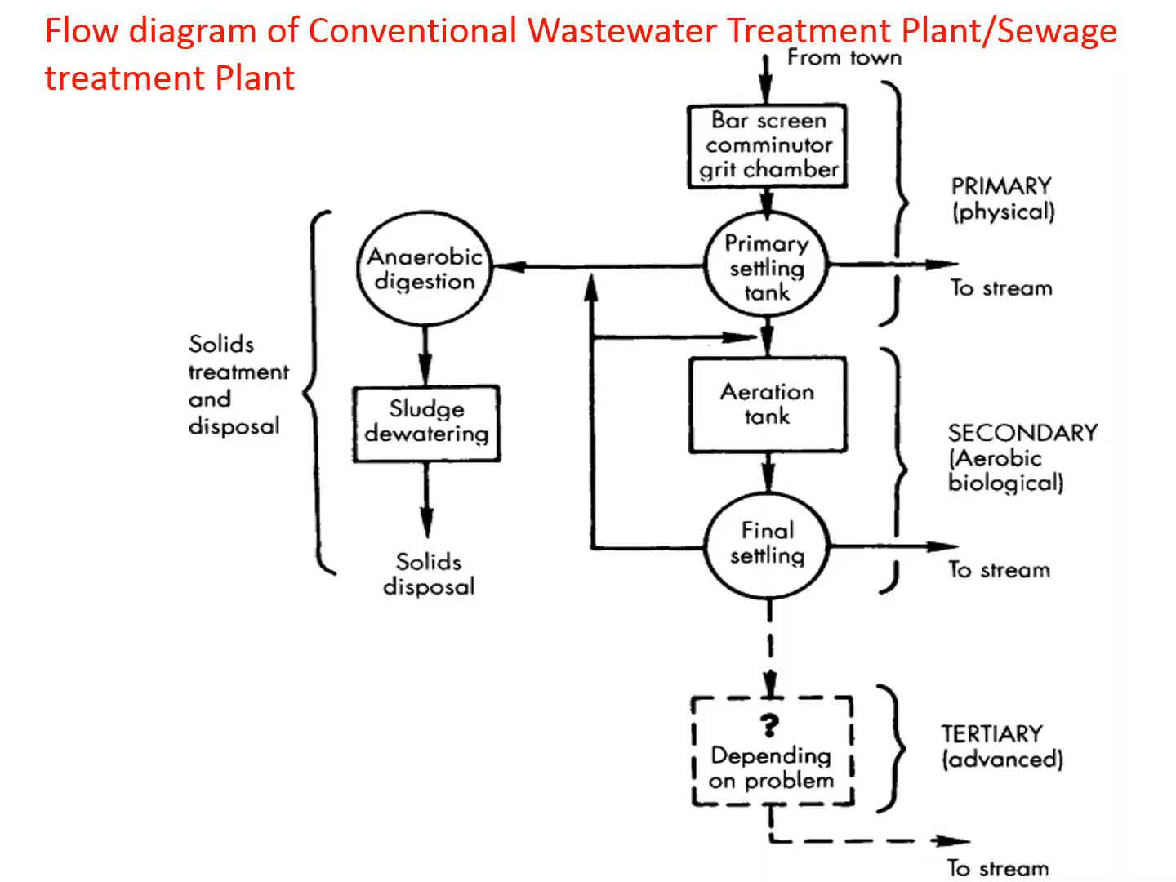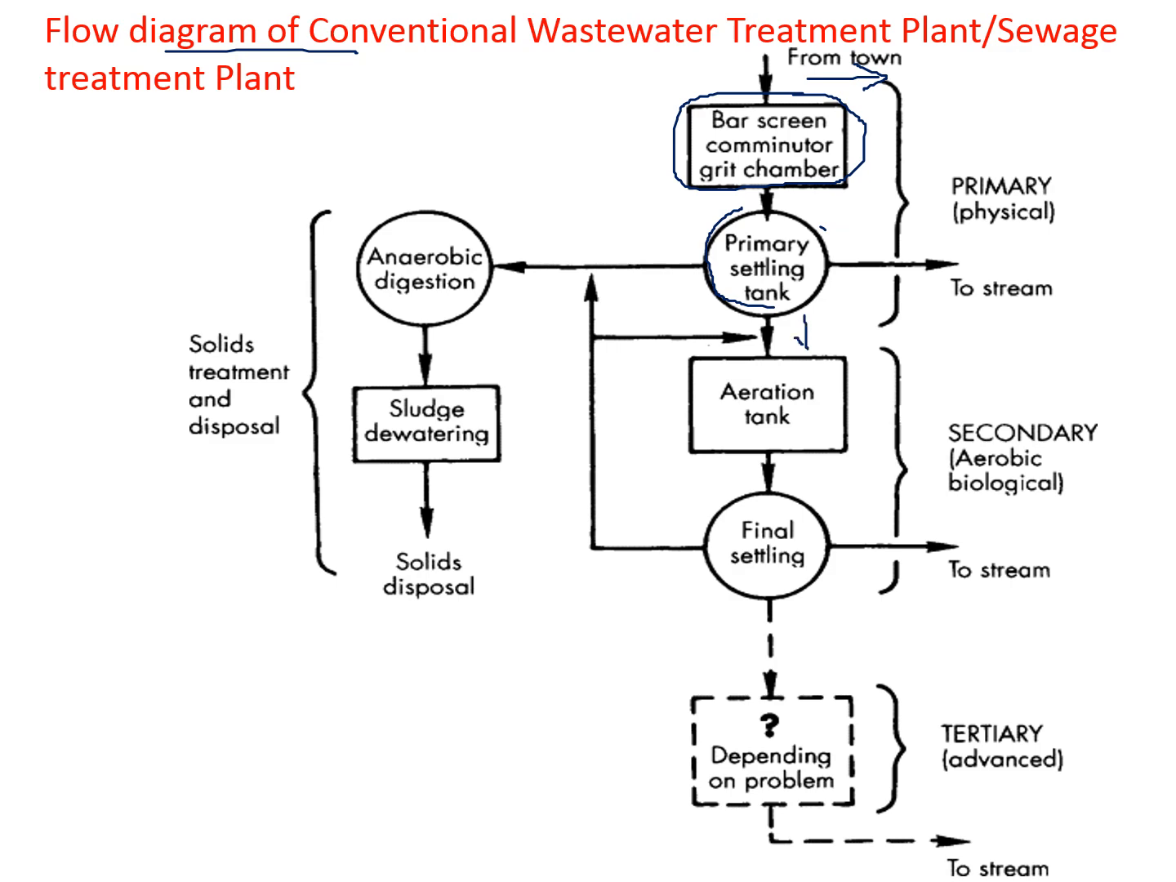Here in this figure, a typical flow diagram of a conventional wastewater treatment plant or sewage treatment plant is shown. Wastewater coming from any town first has to be supplied through the preliminary treatment methods, that is bar screen, comminutor, and grit chamber. All of these I have already discussed. This is the preliminary or physical treatment. Next is primary treatment, that is the primary sedimentation tank, where all the settleable suspended solids will settle down.